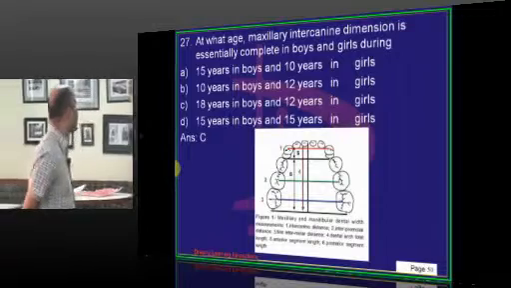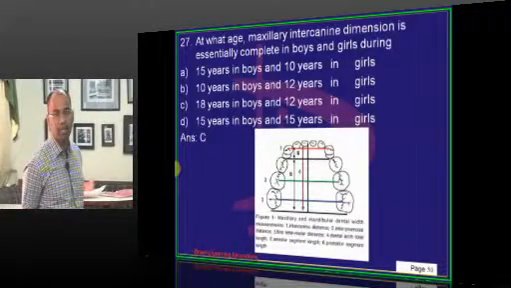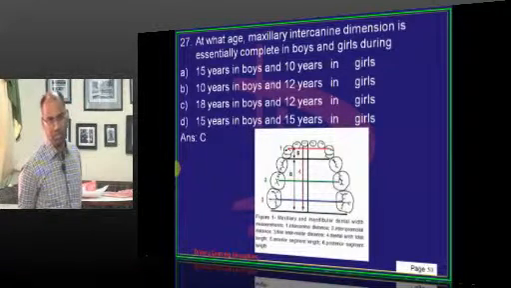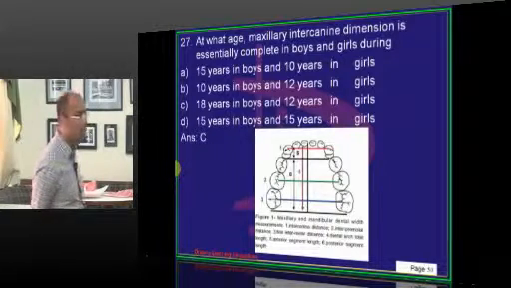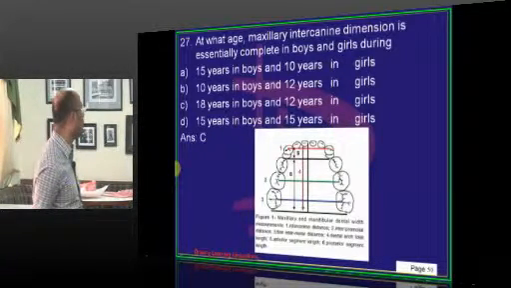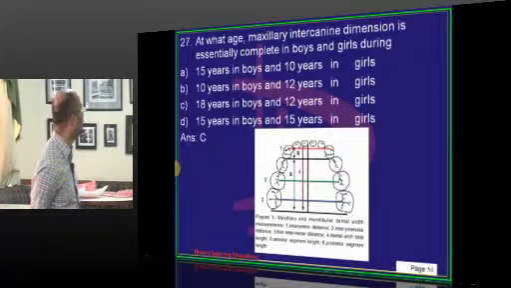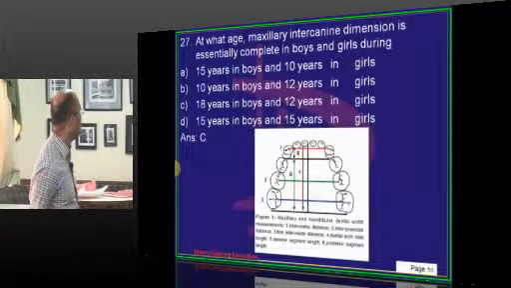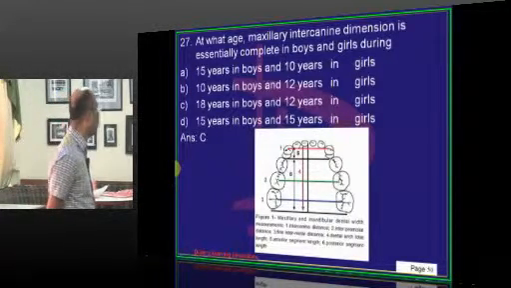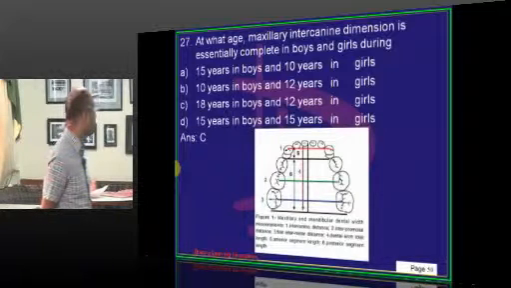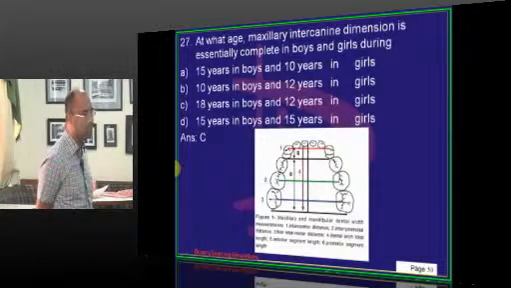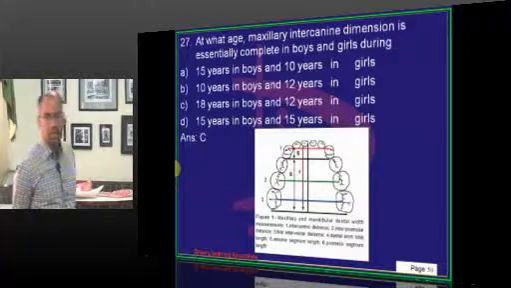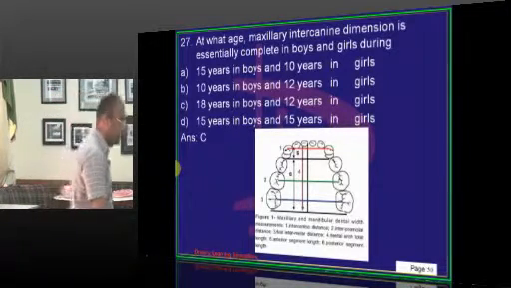At what age is the maxillary intercanine dimension essentially complete in boys and girls? In boys it is slightly higher, around 15 to 18 years, and in girls it is around 10 to 12 years. The reason being they mature earlier when compared to boys. So there is a sexual dimorphism where the intercanine dimension of the upper arch is established by 15 to 18 years in boys and 10 to 12 years in girls. So the obvious choice would be C, 18 years in boys and 12 years in girls.